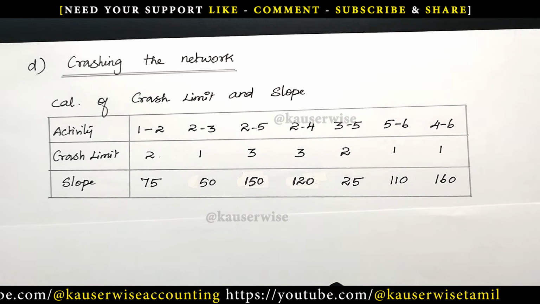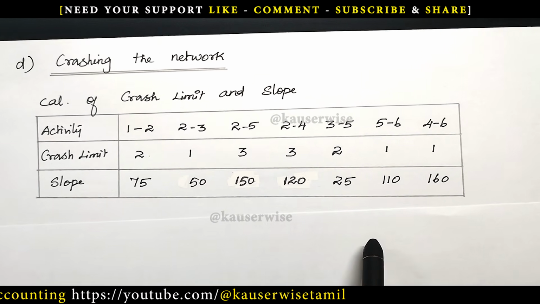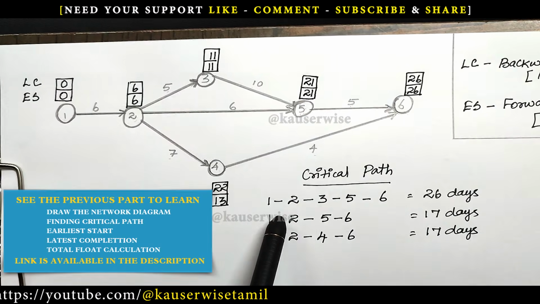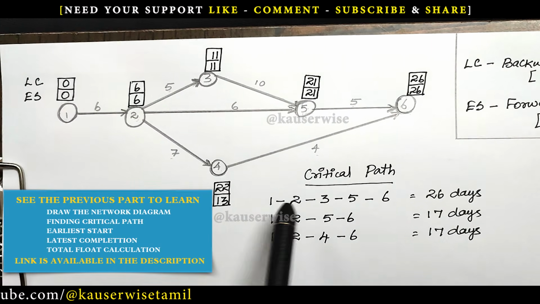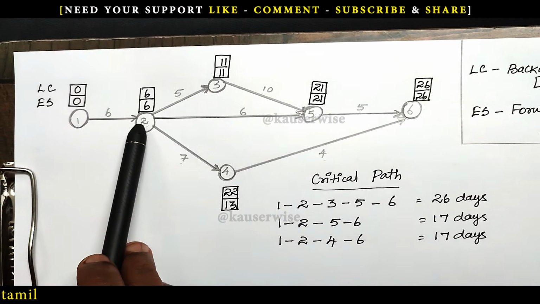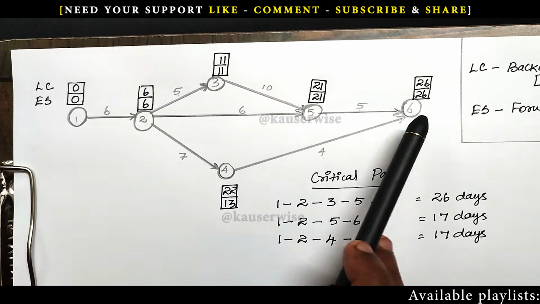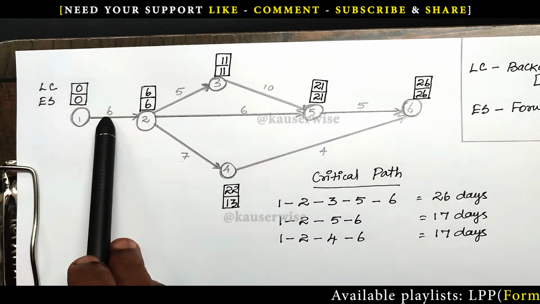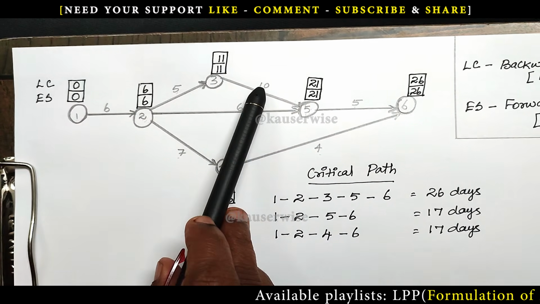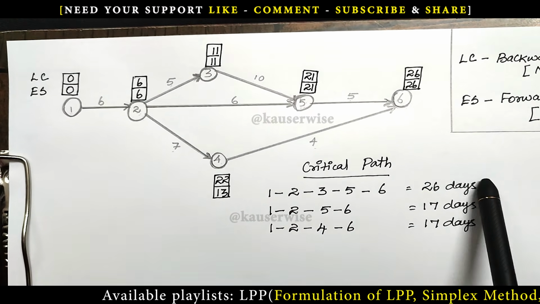Now, look at the network diagram which we have drawn in the previous video, that is part 1. Here, three possibilities are there from starting node to ending node. See the first possibility: 1 to 2, 2 to 3, 3 to 5 and 5 to 6. What is the duration? 6 plus 5 plus 10 plus 5, 26 days. This is the project completion time.